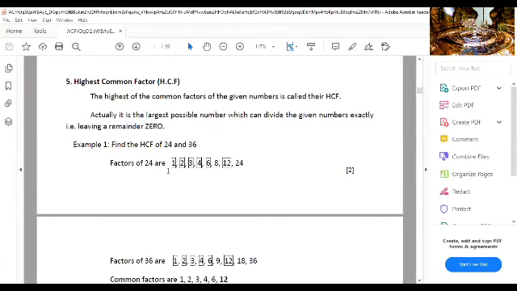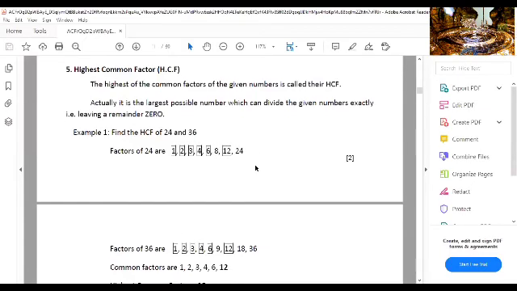Now factors of 24. First, factors of 24, because we have to write the common factors. That's why we write the factors of the given numbers first. The factors of 24 are: 1 into 24 is 24, 2 12s are 24, 3 8s are 24, 4 6s are 24, 6 4s are 24, 8 3s are 24, 12 2s are 24, 24 1s are 24. These are the factors: 1, 2, 3, 4, 6, 8, 12, 24.